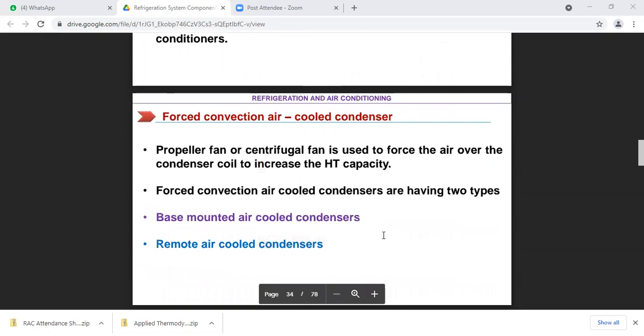In the forced convection air cooled condenser, we are definitely using a fan or blower. So a propeller fan, or a centrifugal fan, is used to force the air to flow over the condenser coil to increase the heat transfer capacity of that condenser. In forced convection, there are generally two types. First is the base mounted air cooled condenser, and the second one is the remote air cooled condenser.